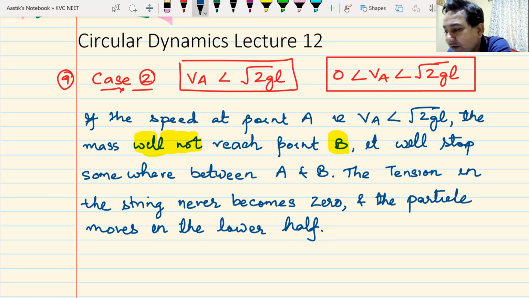If the speed at point A is less than root 2GL, the body will not reach point B. It will stop somewhere between A and B. The tension in the string never becomes zero, and the particle moves in the lower half. The velocity will become zero somewhere between A and B.